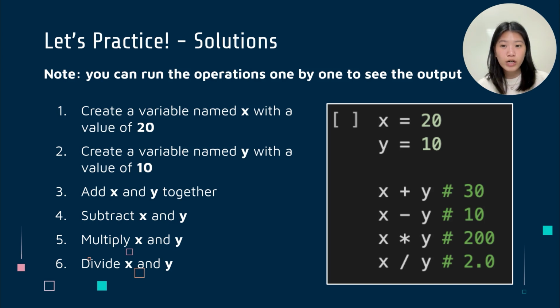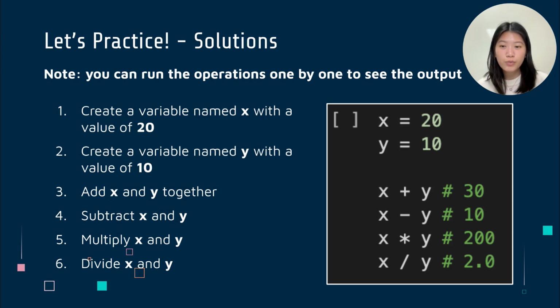For question number 4, it asks us to subtract x and y, and we can do this by typing in our compiler x minus sign y, which will give us 10, because we are doing 20 minus 10, which gives us 10. For question number 5, we are multiplying x and y, and we can do this by typing x, the pound sign, y, which will give us 200 because we are doing 20 times 10.